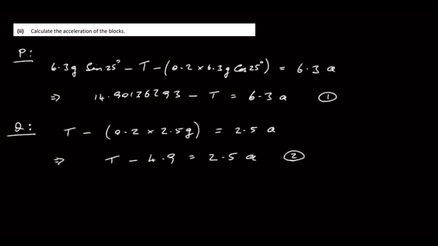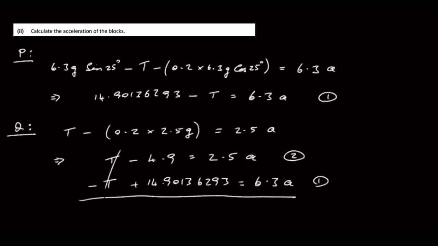This is equation number 2. So I'm going to take equation 1, just put it underneath here. So it's minus T plus 14.90136293 is equal to 6.3a. This is equation number 1.